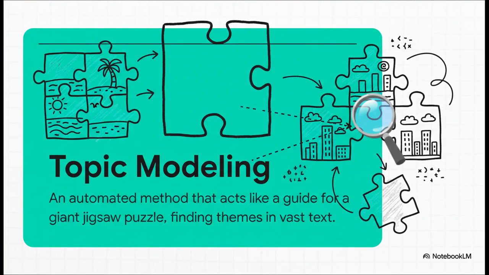The best way to think about it is like having a giant jigsaw puzzle with thousands and thousands of pieces. Now, instead of you having to sort through every single piece by hand, topic modeling acts like a guide. It algorithmically groups the pieces together to show you the main pictures. Here's a beach scene, over there is a city skyline. It automatically finds clusters of words that show up together all the time, revealing the hidden themes in the data.